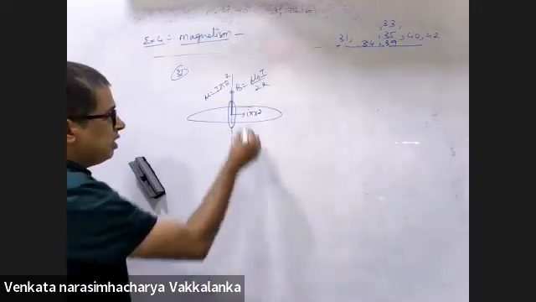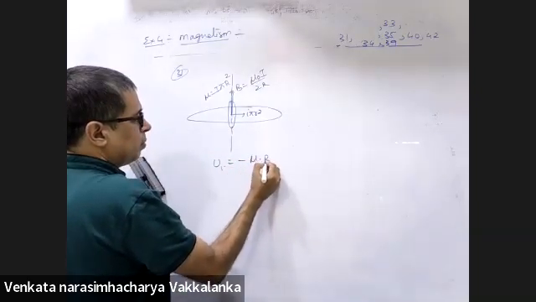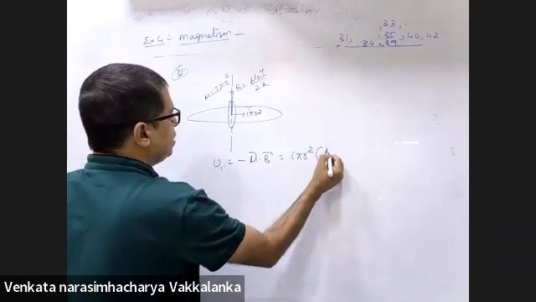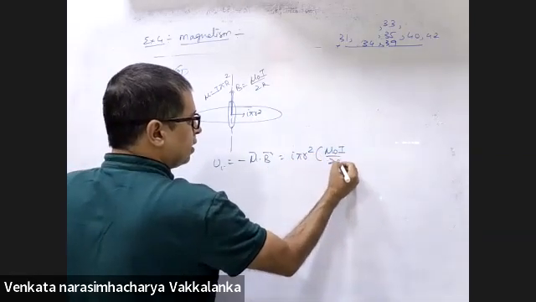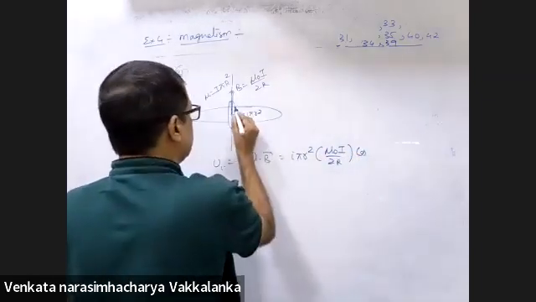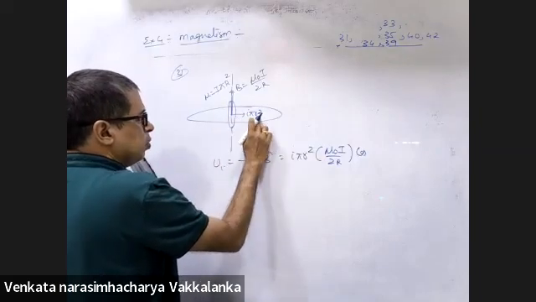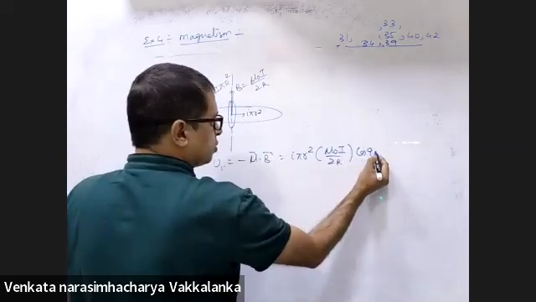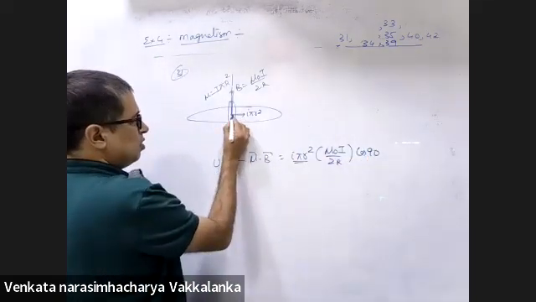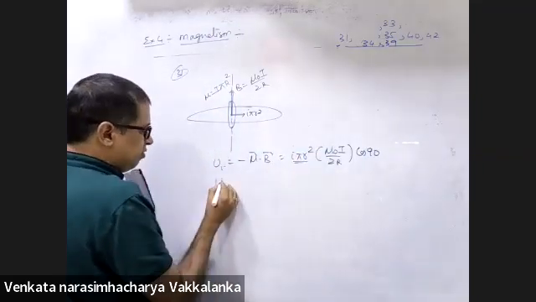Now, what is the initial potential energy? Minus of mu dot B. Mu for this is I into pi r square, B is mu naught capital I by 2R, into cos 90, since mu dot B. For this, mu is this, B is this, cos 90 degrees. Do you agree with this? Mu of this is in this direction, B is in this direction. Initial potential energy will be this.